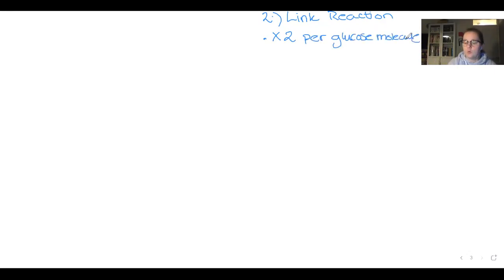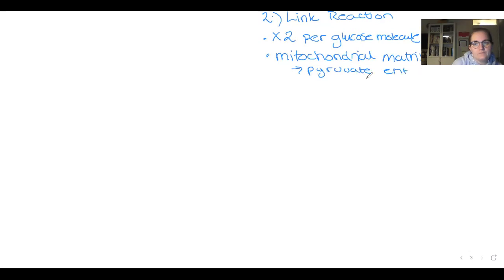So this process will happen twice for every 1 glucose molecule we're breaking down. So glycolysis happens once, and then the link reaction will go through twice, okay? And this happens in the mitochondrial matrix. Now remember, the pyruvate that we're going to start with has got here via active transport. So pyruvate enters via active transport.